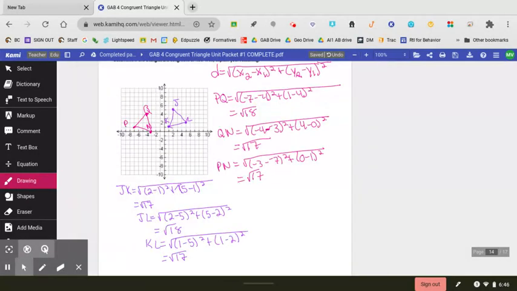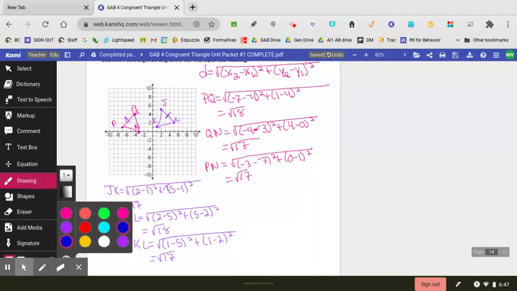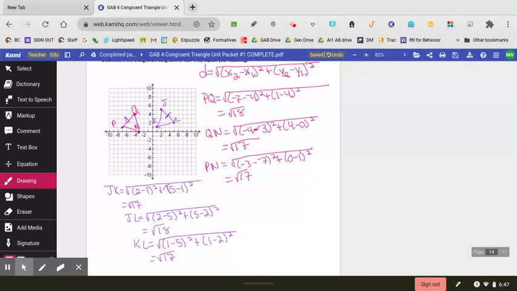Okay, so I did all my distance formulas. I found out that PQ is the square root of 18, as well as JL is the square root of 18. So I'm going to label those two congruent. So PQ is congruent to JL. And then I know that my other sides are all congruent because they're all equal to the square root of 17.